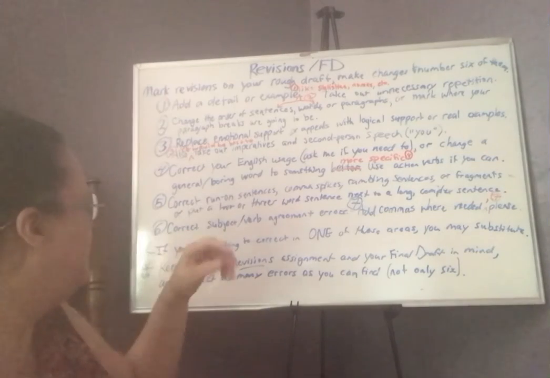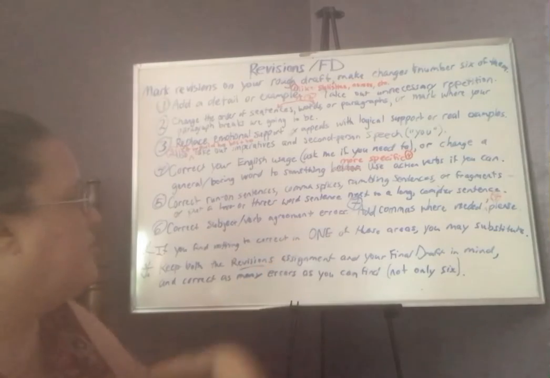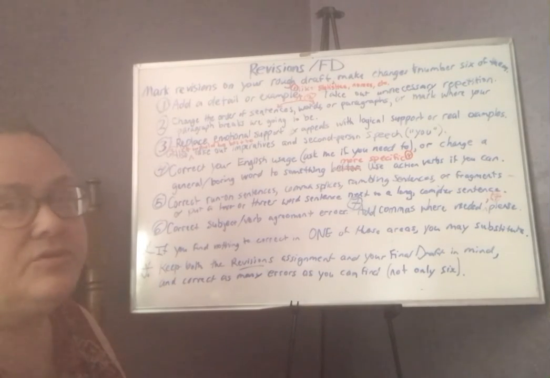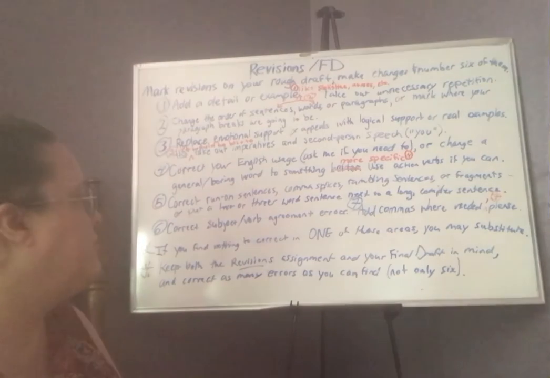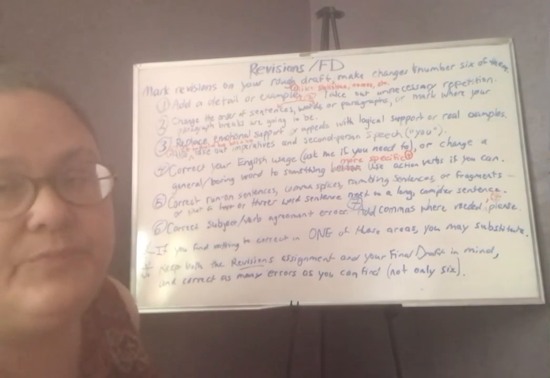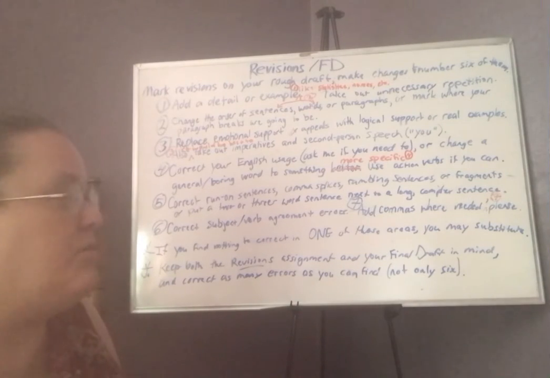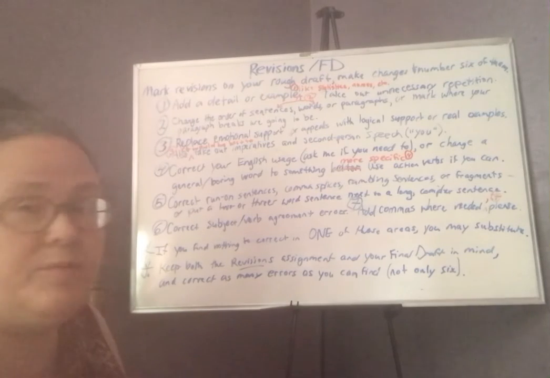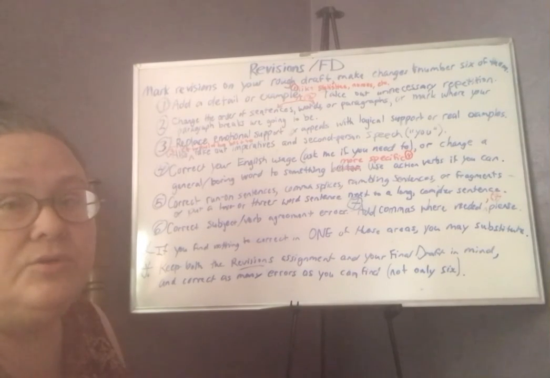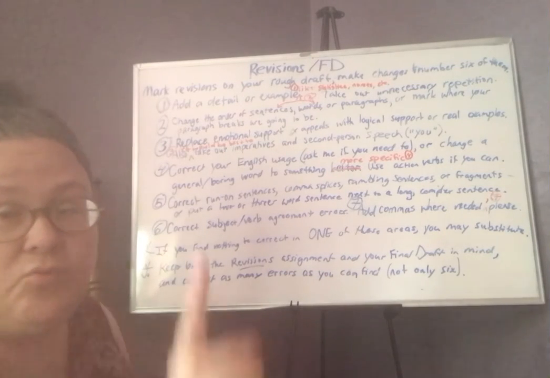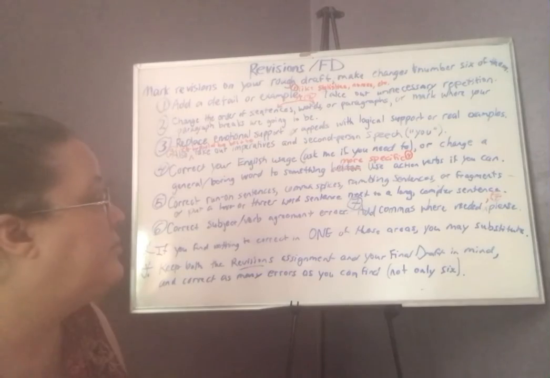Number 6, correct subject-verb agreement errors. So I want you to go through and find any time where your subject does not agree with your verb or vice versa, and change that and put a little number 6 there. We just went through that section not long ago in your grammar lessons, so I want to check that. If I find a subject-verb agreement error in your final draft, I will take off half a point. So look for them.